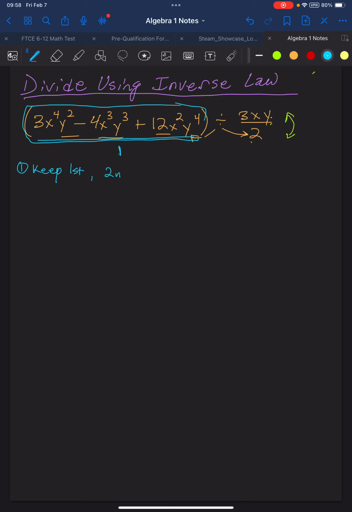Second step, let me put a 2. Second, you change the operation. Okay, our operation is division. So in this case, we're going to change our operation.